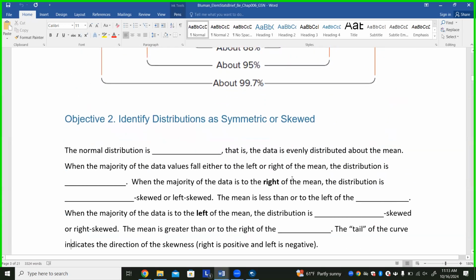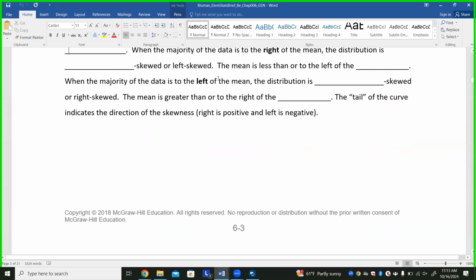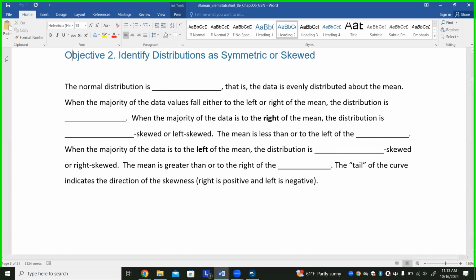So let's look at identifying distributions as symmetric or skewed. The normal distribution is symmetric about the mean. That is, the data is evenly distributed about the mean. When the majority of the data values fall either to the left or the right of the mean, the distribution is skewed.